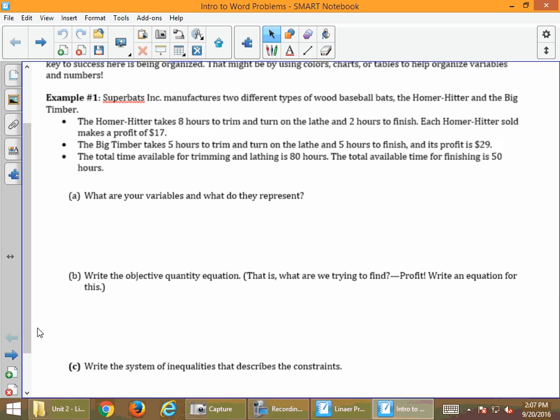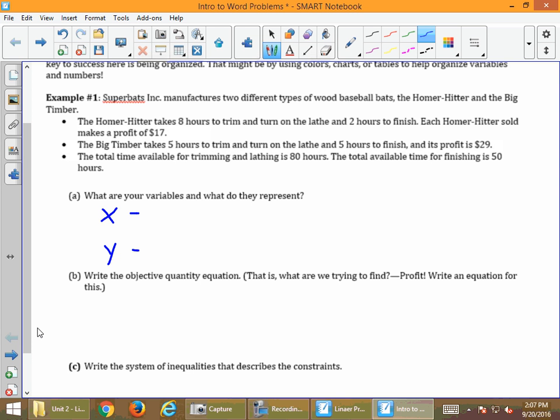There are some tricks you can do to help you organize this information. Your first step when you're given a problem like this is to identify your variables. I just like to use X and Y, because what we'll do tomorrow when solving, if we use different variables, it can get confusing. Just use X and Y.